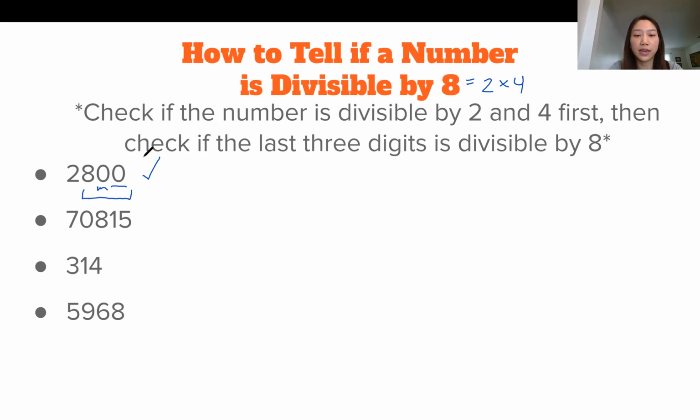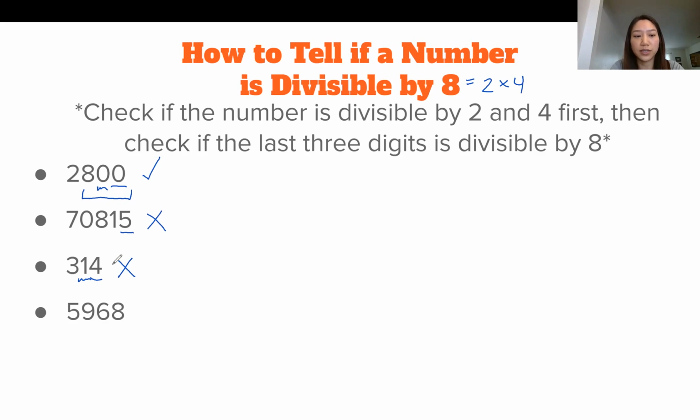What about 70,815? The last digit is 5, which is odd, which means that's not divisible by 2, which immediately tells you that it's also not going to be divisible by 8. How about 314? Well, the last digit is even, so it's divisible by 2, but the last two digits is 14, and 14 is not divisible by 4, which means that 314 is not going to be divisible by 8.